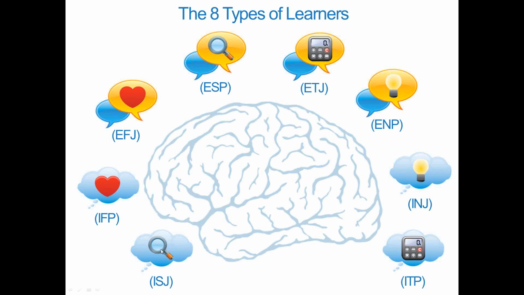So we've got an introverted sensor, an introverted feeler, an extroverted feeler, an extroverted sensor, an extroverted thinker, an extroverted intuitive, an introverted intuitive, and an introverted thinker. So these are the 8 types of learners that we talk about and that I talk about in my book and that we talk about on Kidsmit. If you ever do our profiles on Kidsmit, they are free. You will understand where these came from.